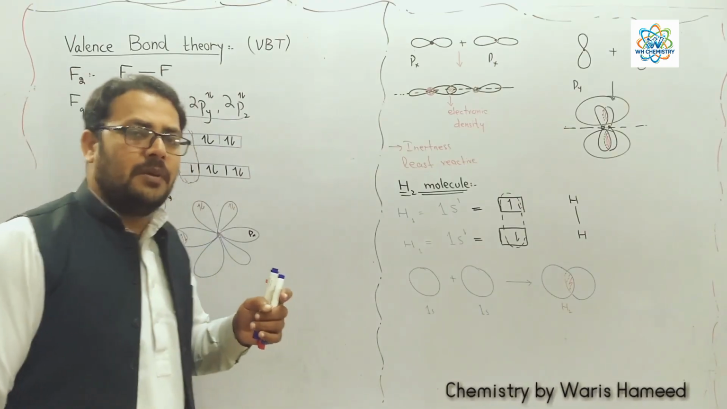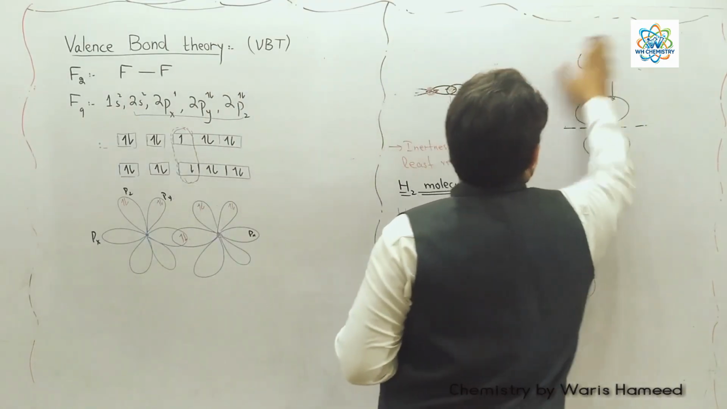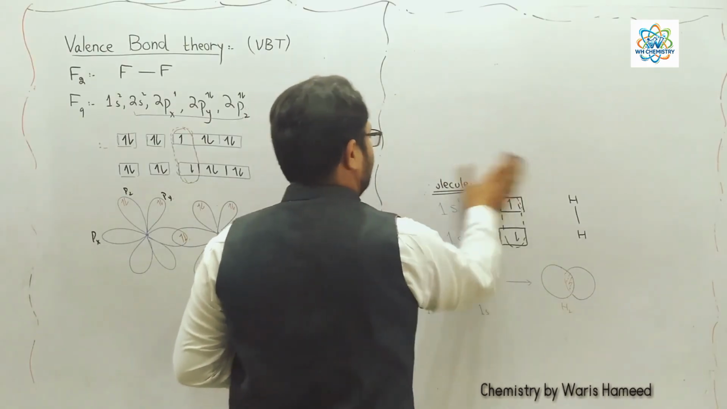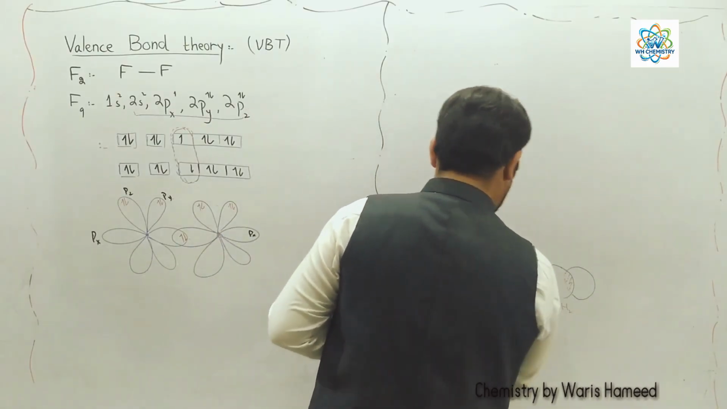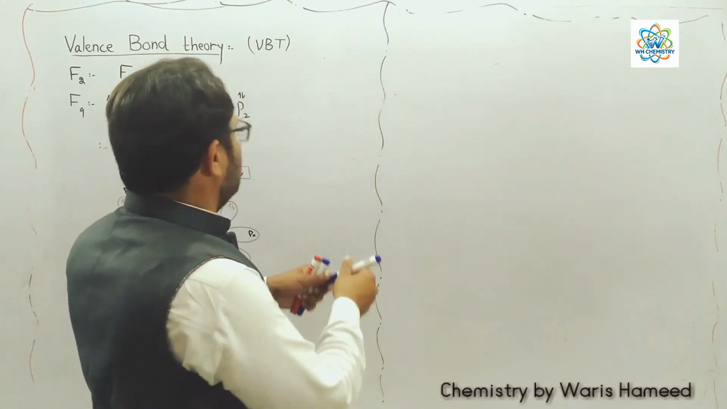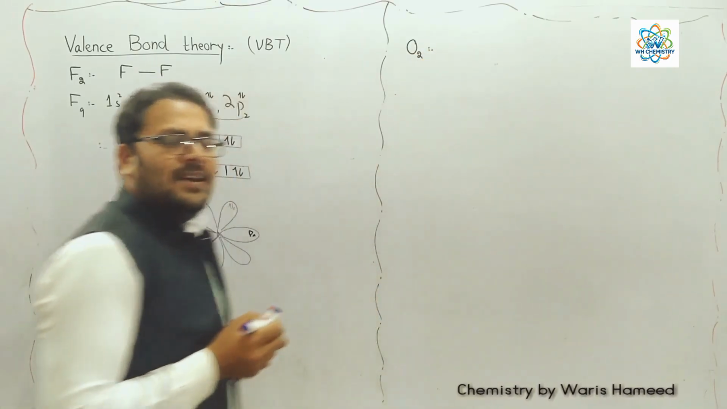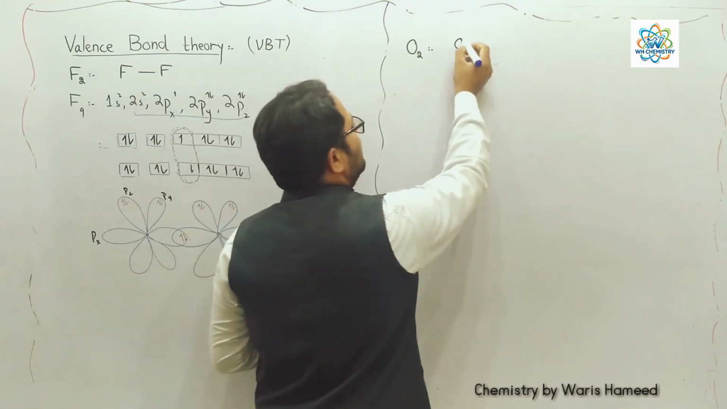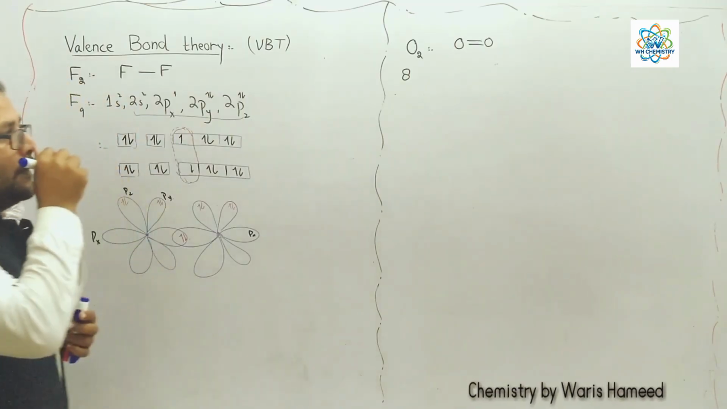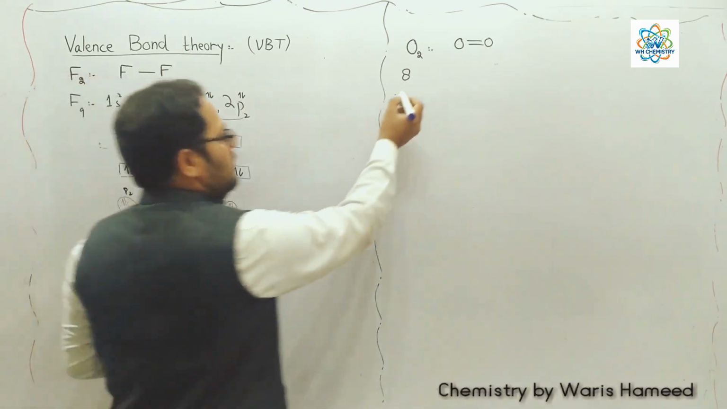Now one example of a double bond: the oxygen molecule. How can a double bond form between two atoms in the oxygen molecule? We know that oxygen forms a double bond with another oxygen atom, and oxygen has eight electrons.